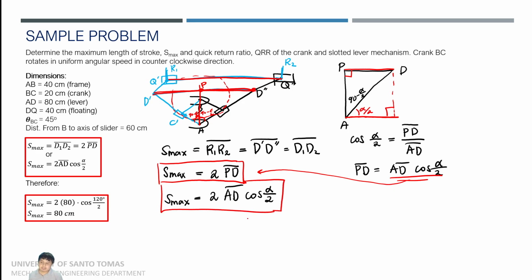So basically, if you find the alpha already, you can substitute this alpha and also the AD. So the final answer will still be 80.